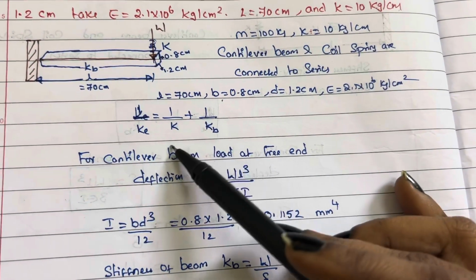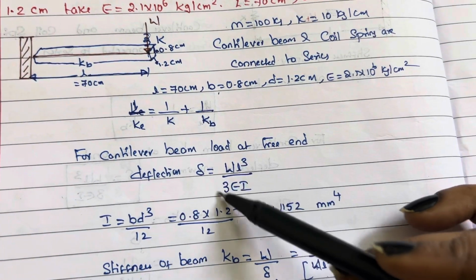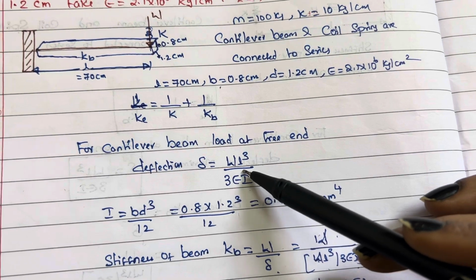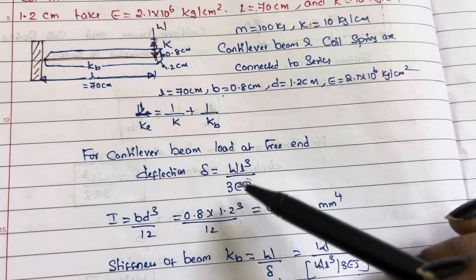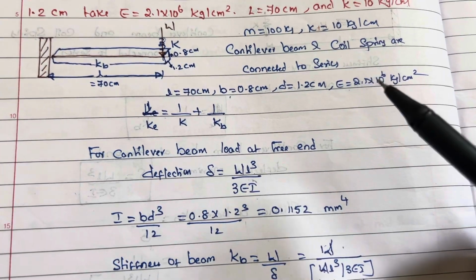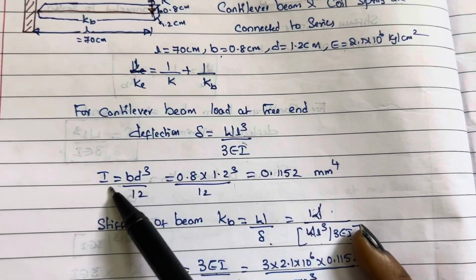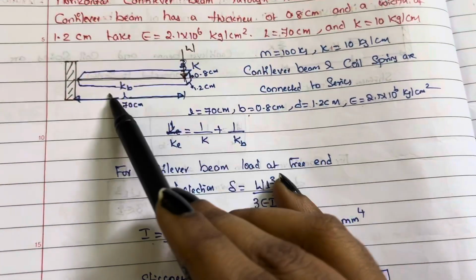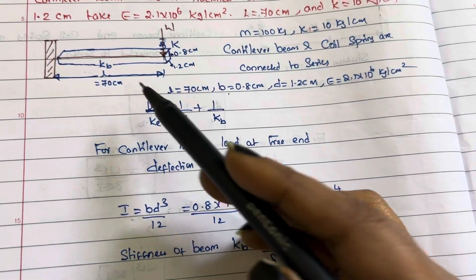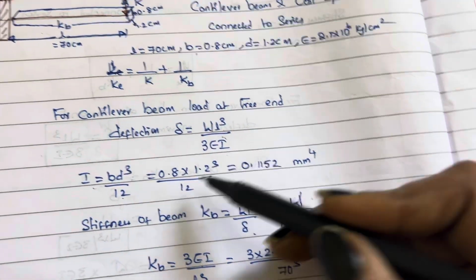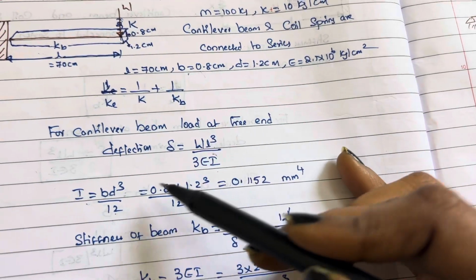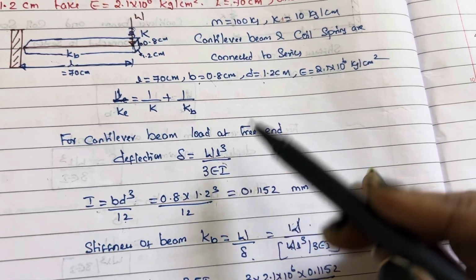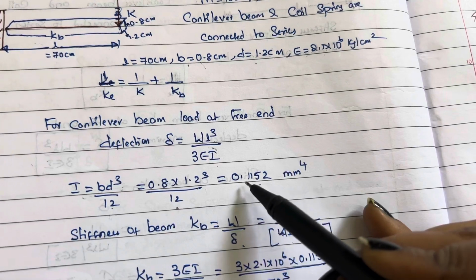So for the cantilever beam, load at the free end, deflection is WL cubed by 3EI. For this, first we have to find the I value because they have given E already. We know W, the weight, and the L value also. So I is equal to bd cubed by 12 because the beam is rectangular, and for that the moment of inertia is equal to bd cubed by 12. So b is the thickness 0.8 into d, depth 1.2 centimeter, whole cube, by 12, which is equal to 0.1152 centimeter to the power 4.